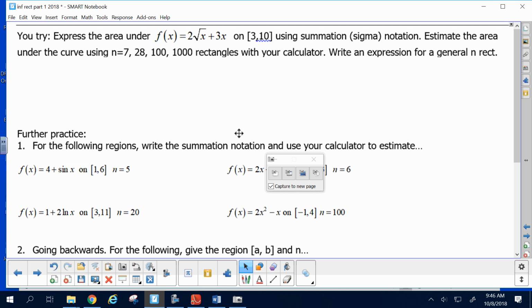Okay, so would you try expressing that area under that curve using sigma notation? Then create a function that would estimate this for n of 7, 28, 100, and 1,000. Go, go, go.